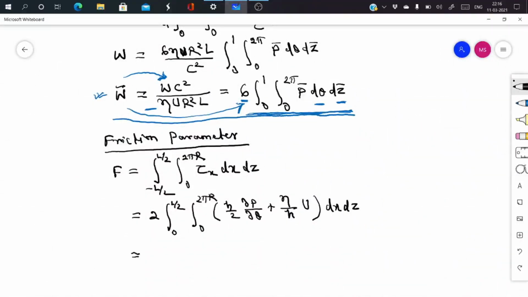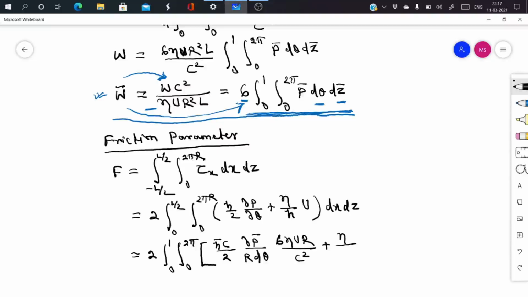Now substitute the values of non-dimensional quantities, so you will get 0 to 1, 0 to 2 pi, and then h bar c by 2 del p bar by r d theta, 6 eta u r by c square, this is for p, then eta by h bar u by c. So this is d theta dz bar, r L by 2.